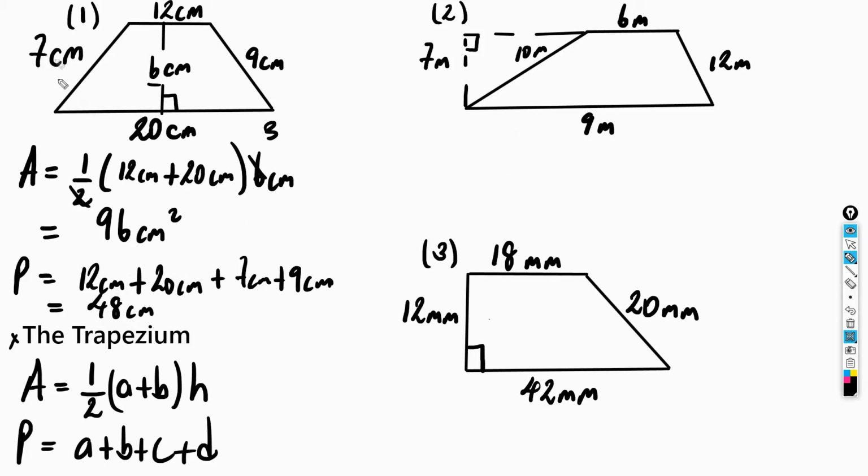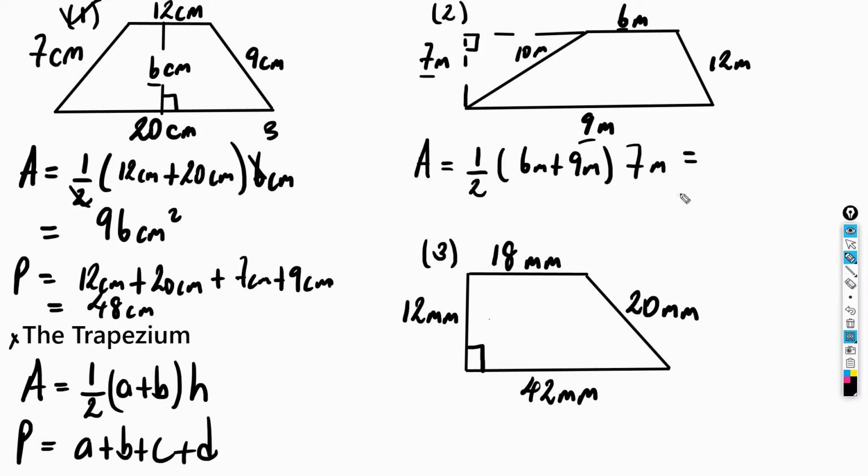So we're going to move on to number 2 now. And when we look at number 2, the perpendicular height is shown out here, right? We can see from this 90-degree angle that 7 meters is the perpendicular height. And 6 is A, 9 is B, 9 meters. So we can find the area then. The area is equal to a half of A plus B, which is 6 meters plus 9 meters, multiplied by the perpendicular height, which is 7 meters, okay?